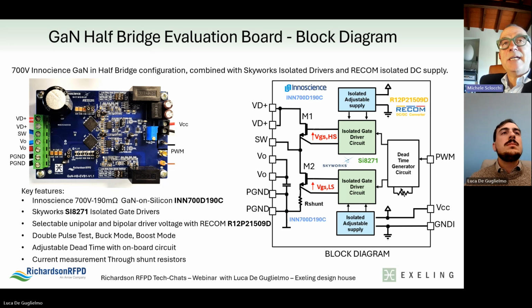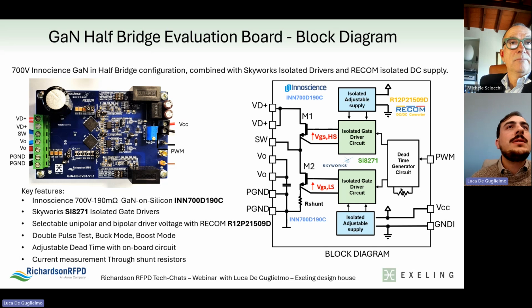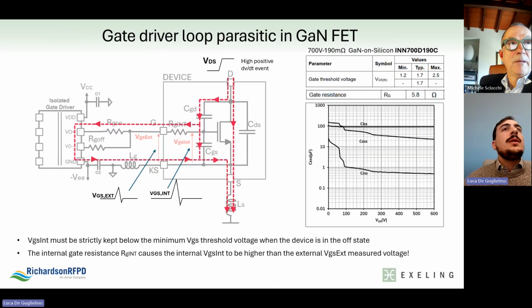Luca, why it's so important to minimize the driver loop with GaN power application? Thanks for the question, Michele. As we know, compared to standard silicon MOSFET devices, GaN transistors have a lower threshold voltage and reduced capacitances, enabling them to switch much faster and with higher dv/dt than conventional silicon devices.